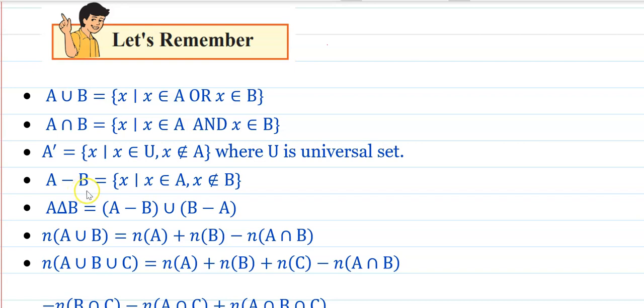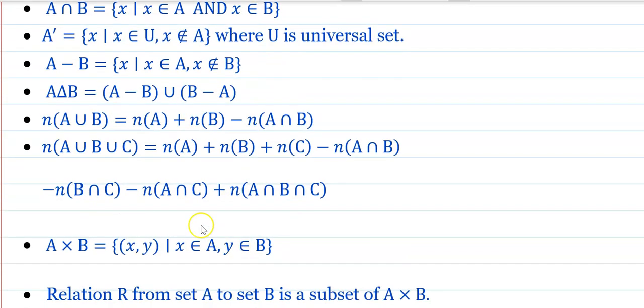A minus B means what? {x such that x belongs to A, but x does not belong to B}. A symmetric difference B is equal to (A minus B) union (B minus A). Next, n(A union B) is equal to n(A) plus n(B) minus n(A intersection B). n(A union B union C) is equal to n(A) plus n(B) plus n(C) minus n(A intersection B) minus n(B intersection C) minus n(A intersection C) plus n(A intersection B intersection C).